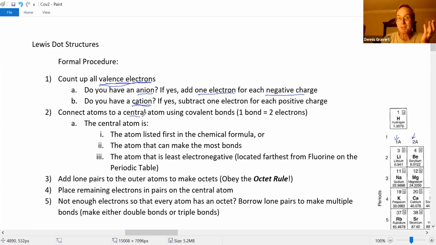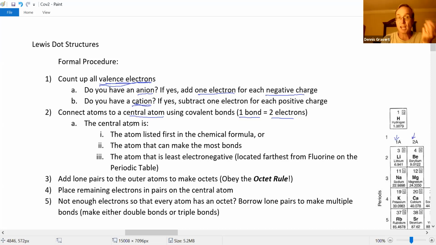Choose 1 atom to be in the middle, the central atom. I'll give you some guidelines on how to choose. But pick one of those atoms to be in the middle, and then connect all the other atoms through 1 covalent bond. And remember, the 1 bond is going to use up 2 of your valence electrons.